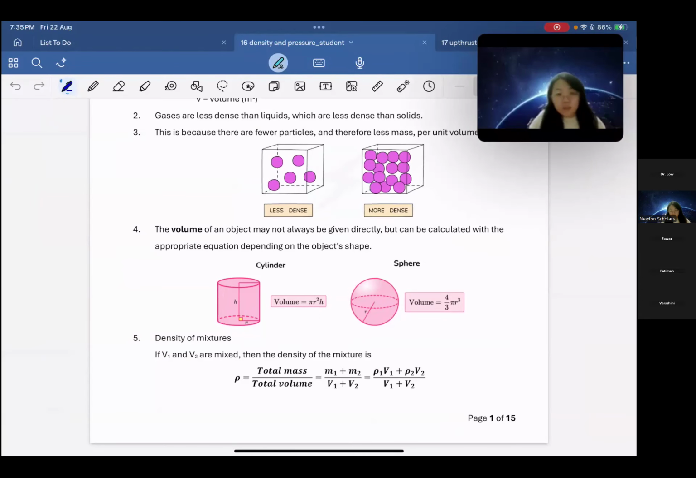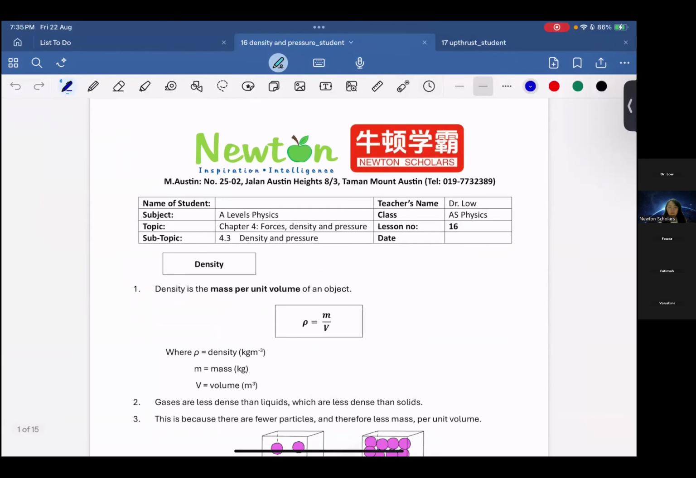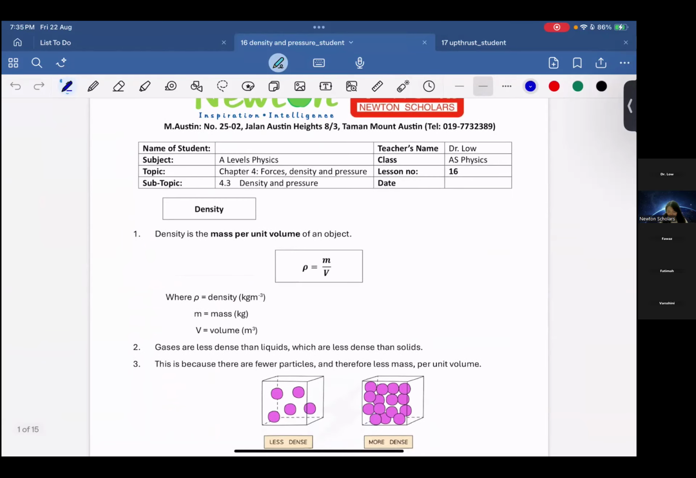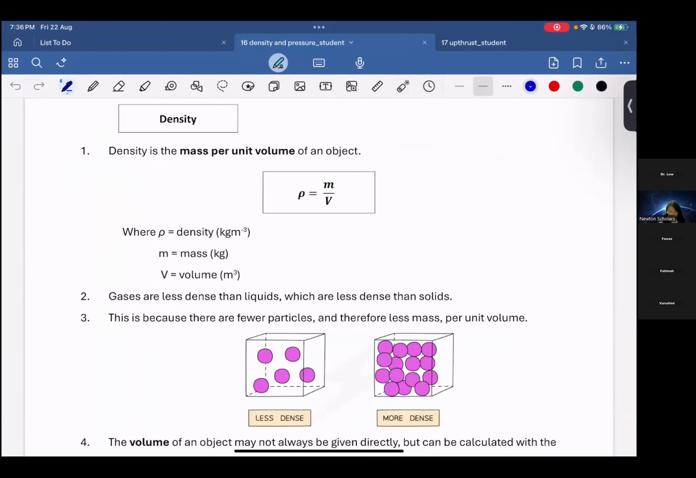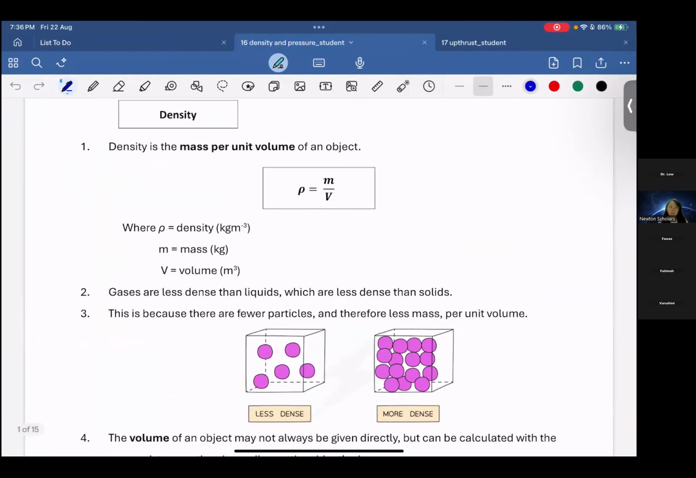Okay, boys and girls, today we're talking about 1.4.3, density and pressure. The density here, up to point 3, is quite basic, what we already know. Density is mass per unit volume.